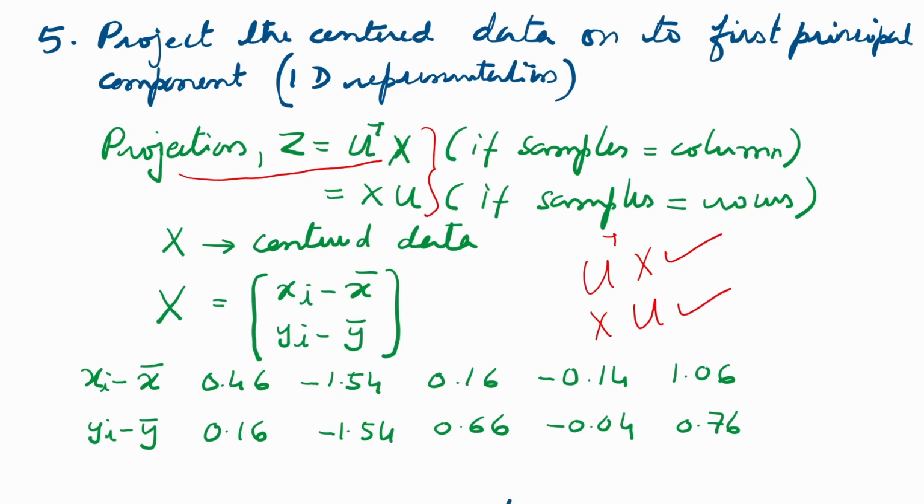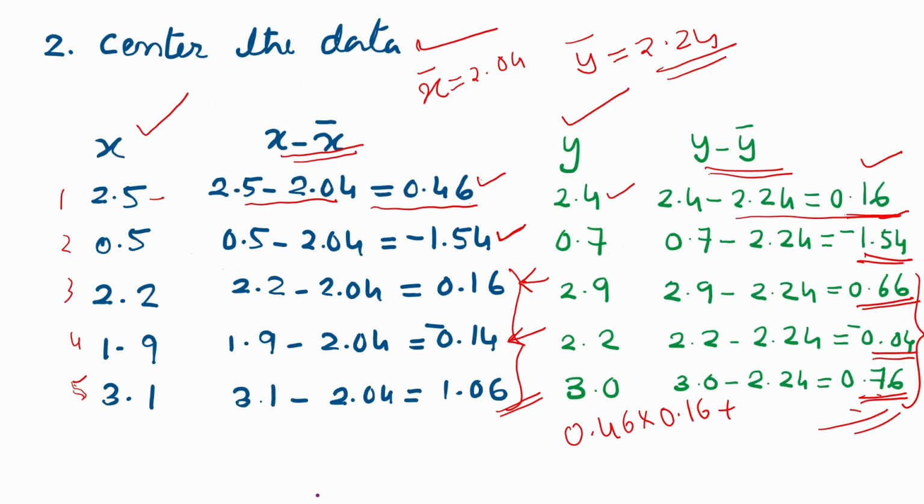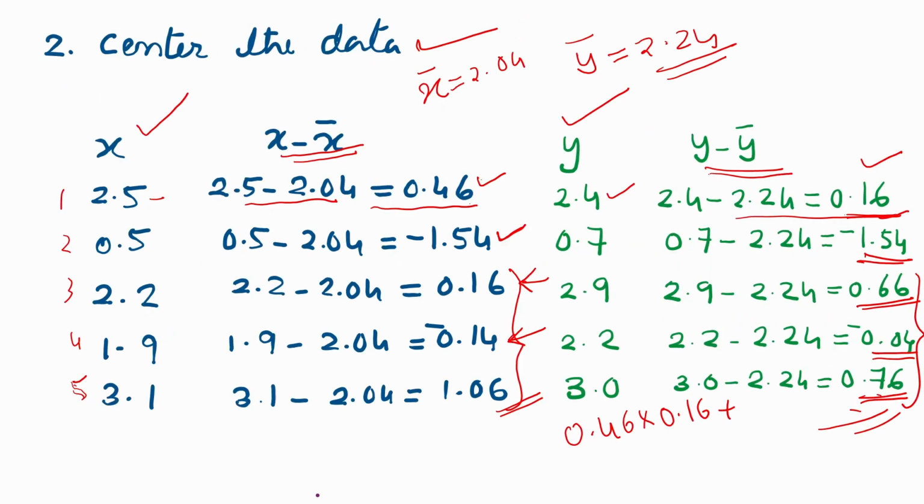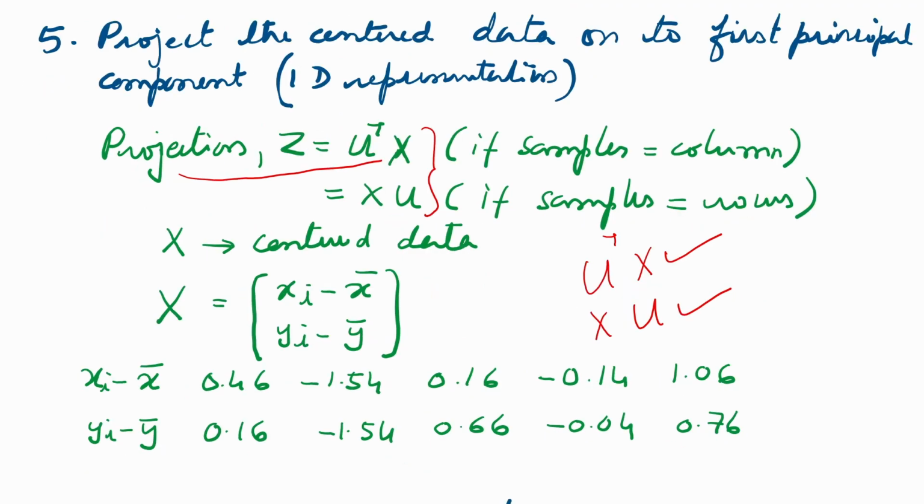But in our example, you can see that the samples are column wise, because the features are here, the first sample is here, second, 3, 4, 5. You can see these are all column wise. So we can use the first formula, because we have the samples as columns.